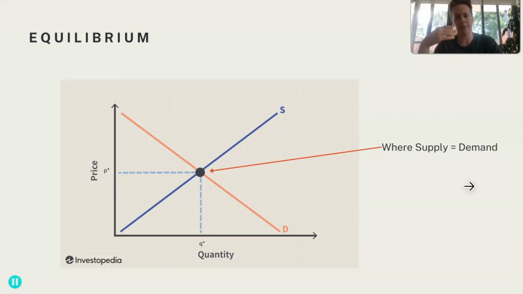So don't worry about which curve's going in which direction. Just get this on paper and you will score a few marks, even if maybe for whatever reason you don't have much else to contribute, okay?